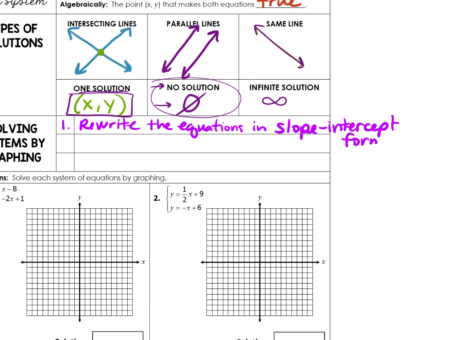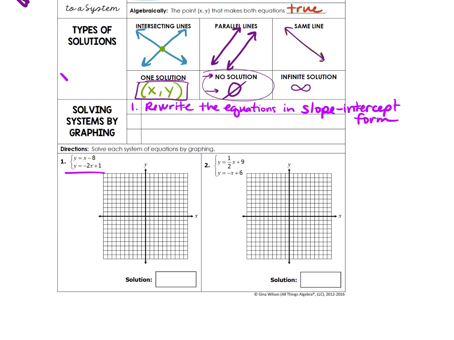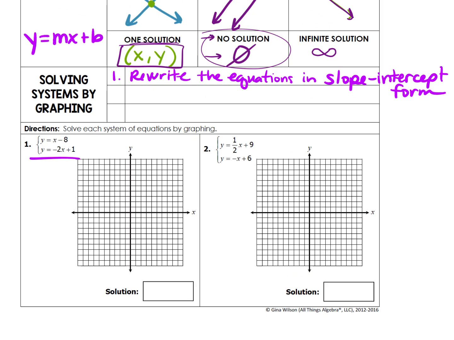Sorry, I'm writing too big here. So rewrite them in slope intercept form first. But like if you look down here, okay, number 1, those are both in slope intercept form. Remember, slope intercept form is y equals mx plus b, where m is your slope and b is your y-intercept. So that's step 1. Rewrite them in that form.